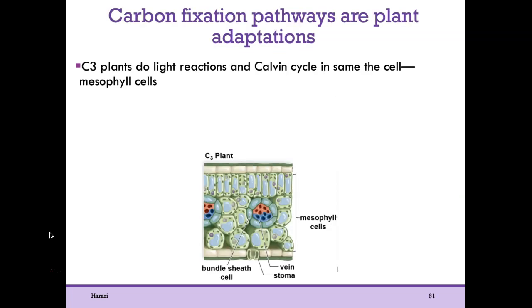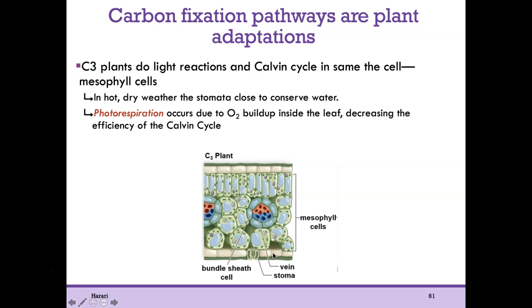So C3 plants like the sycamore tree do light reactions and the Calvin cycle in the same cell, in mesophyll cells. So the mesophyll cells are going to use the carbon dioxide to make sugar. Remember, the carbon dioxide has to enter through stomata on the other side of the leaves. But when it's very hot and dry out, the stomata should not be open because then water will leave and the plants will wilt and probably die. So in hot, dry weather, C3 plants close their stomata to prevent any water from leaving.